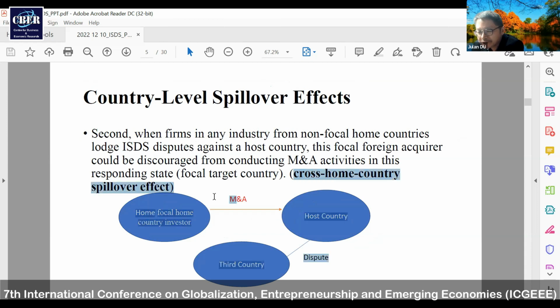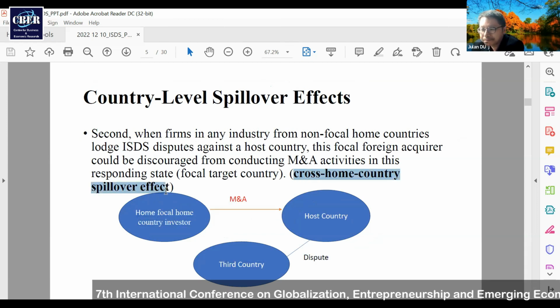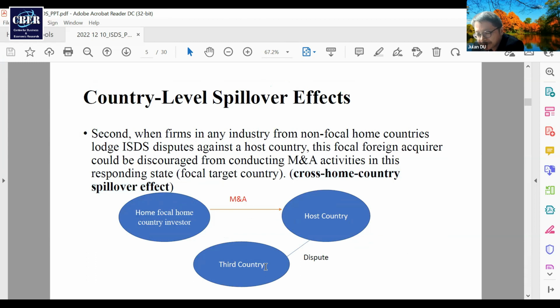Then at the country level, we also look at the two main spillover effects. This one is called the cross-home country spillover effect. So if a third country investor has an ISDS dispute with the host state, home country investors would fear that this host state could be predatory or change policy quite often. Then home country investors would be deterred from making investment in the host country. So we call it a cross-home country spillover effect.